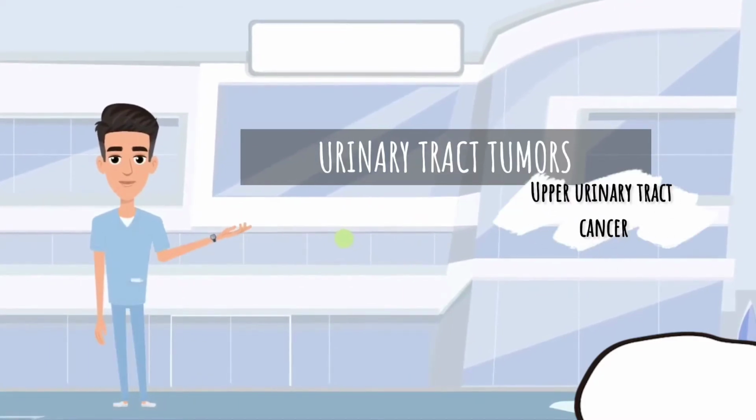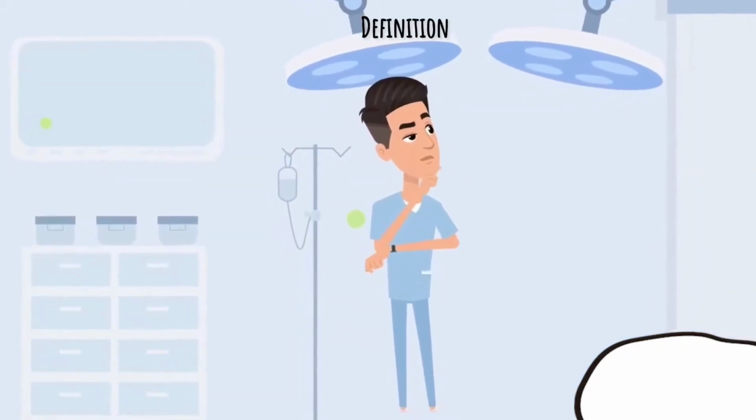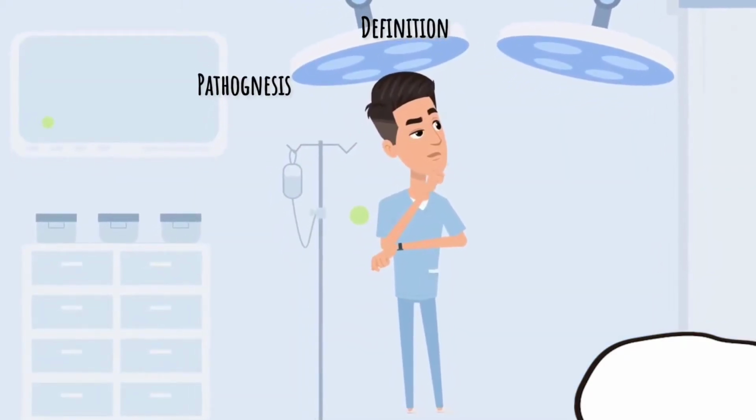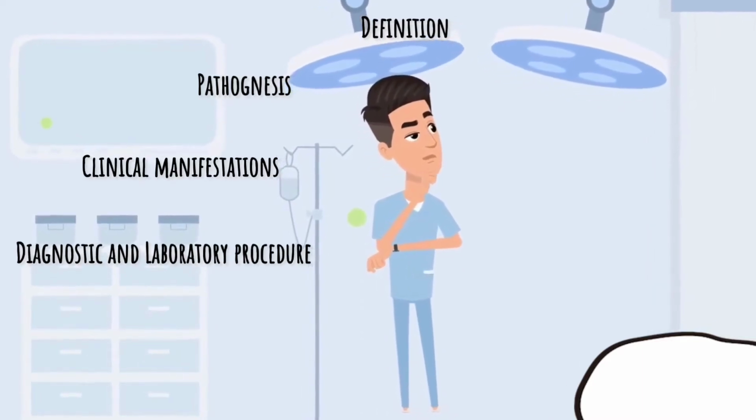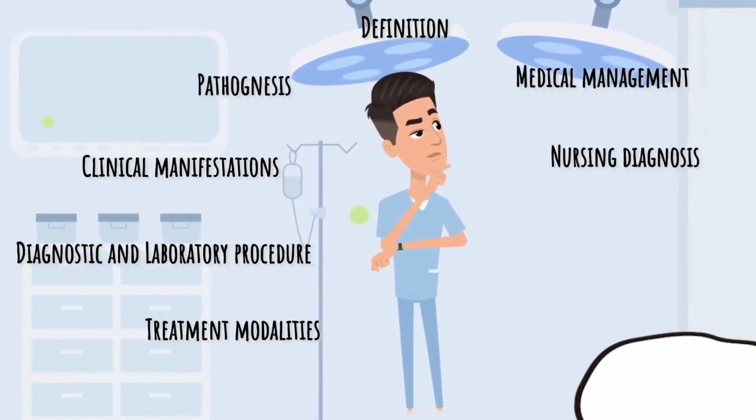The upper urinary tract cancer. In this video, we will be covering its definition, pathogenesis on how the disease developed, clinical manifestation, diagnostic and laboratory procedure, treatment modalities, medical management, nursing diagnosis, nursing management, as well as prognosis.